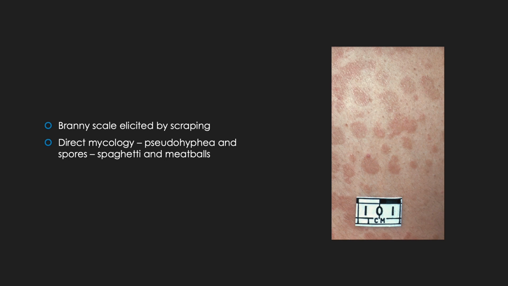Here you can see the eruption in close-up. And if you gently scrape these, you'll produce this superficial scaling. If you then do direct mycology on this, you'll see the pseudohyphae and spores typical of Pityriasis versicolor, and the appearance is said to look a bit like spaghetti and meatballs.